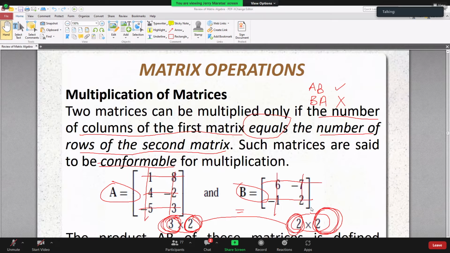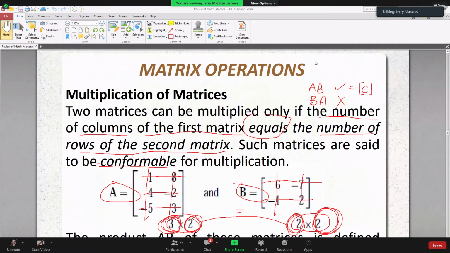Okay, take note. In matrix multiplication, this is just the first part. It's just the identification whether we can multiply two matrices. Okay, the next part is, A times B is possible, right? What should be the resulting matrix? Let's say that is matrix C. And what should be the size of the resulting matrix? That's another problem, no? Okay, let's proceed.